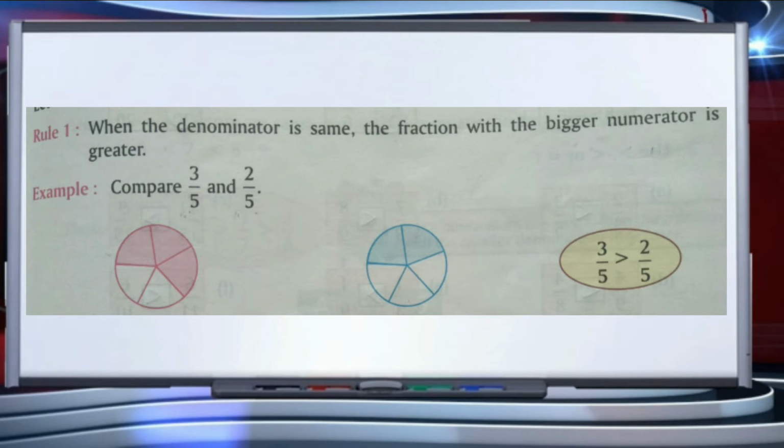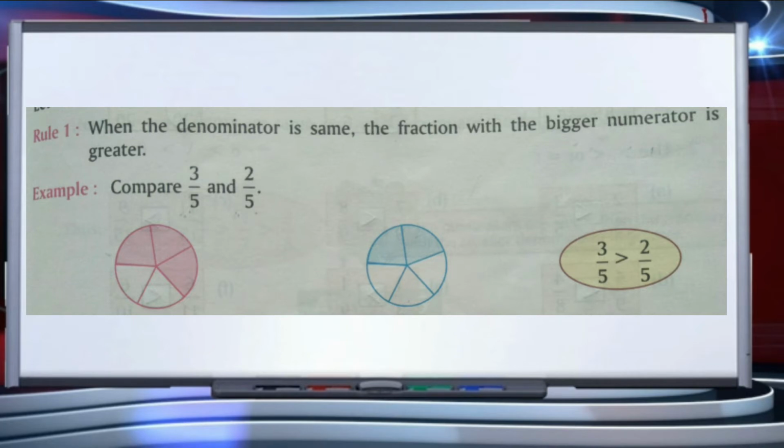Like here we are having one example: 3 by 5 and 2 by 5. Now see here, denominators are the same, 5 and 5, and which numerator is bigger? 3. So 3 by 5 is greater than 2 by 5. Or we can learn it with the help of a picture. Here we are having one circle divided into 5 equal parts. The second circle is also divided into 5 equal parts. In the first we are having 3 parts shaded. In the second we are having 2 parts shaded. It is clear from the picture that 3 parts shaded are more than 2 parts shaded. So that means 3 by 5 is greater than 2 by 5.